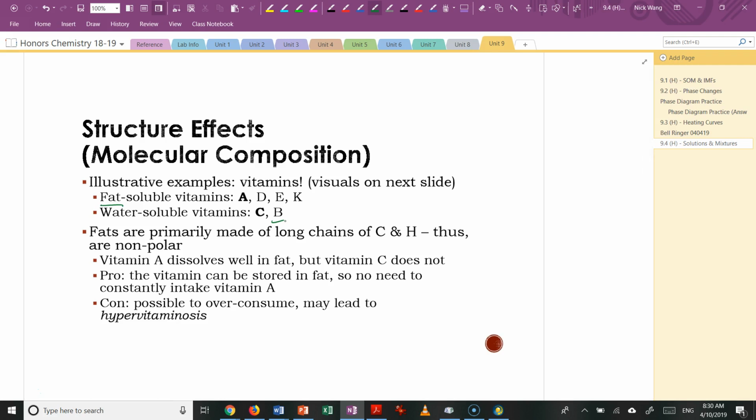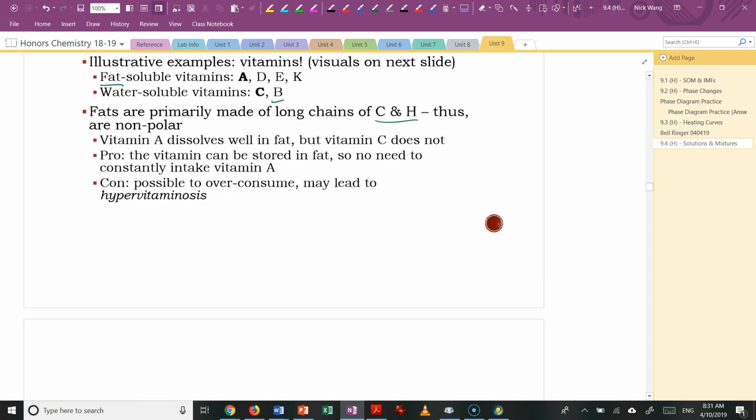Like we said here, fats are primarily made of long chains of carbons and hydrogens. These lipids are lots and lots of non-polar substances. That's why vitamin A dissolves well in fat, but vitamin C doesn't. The good thing is that vitamin A can be stored in fat for a long period of time, so you don't have to constantly take in vitamin A. But if you take in too much vitamin A, your body stores way more than it needs. As with almost anything, too much is generally harmful.